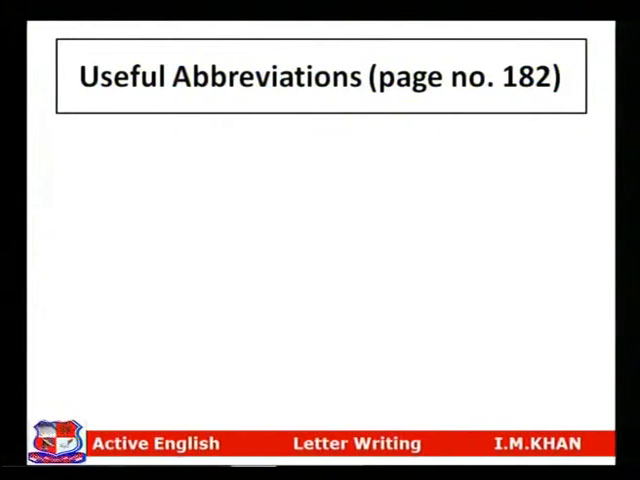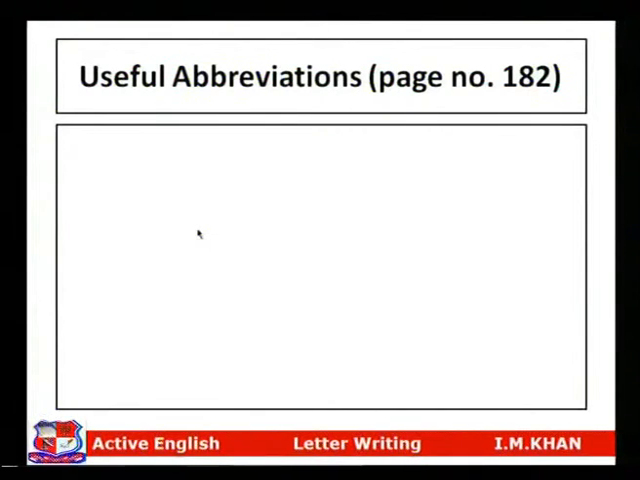Useful abbreviations. In your book Active English on page number 182, these abbreviations are given. These abbreviations you can use in your letter. For example, if you use ASAP, it means as soon as possible. So you can use this in your letter when you want the response as soon as possible. For example, you can write reply ASAP. It means reply as soon as possible. It is a short form of as soon as possible.